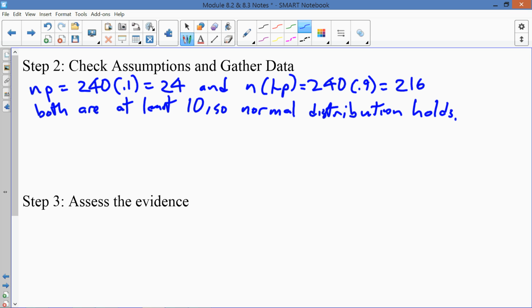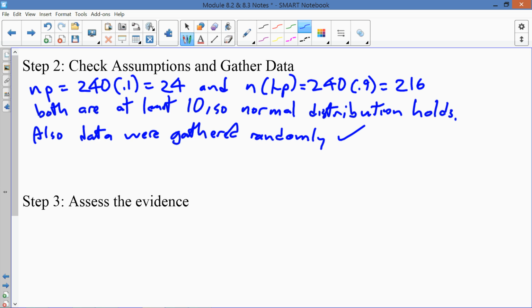Okay. All right, so that's our assumptions. Also, data were gathered randomly. So you need to make sure you have a representative sample, and since our data were gathered randomly, we're good there. So you need to double check that. And then gathering the data is just your sample data, and we already have that. So the data is our statistic, p hat is equal to 0.15. Right, now we want to assess the evidence.